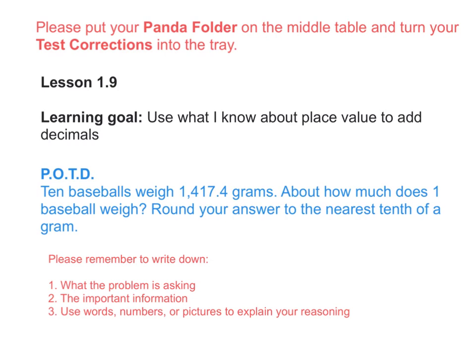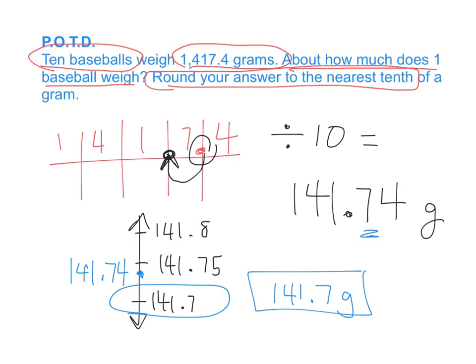Today we're talking about lesson 1.9. We're moving on from rounding, but we're going to use all the knowledge that we learned from rounding to help us with the next few skills as well, okay? And today's learning goal is to use what you know about place value to add decimals.